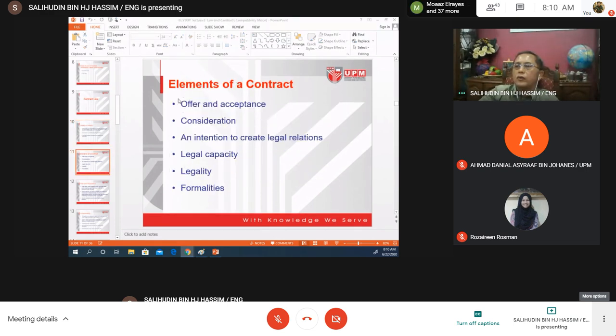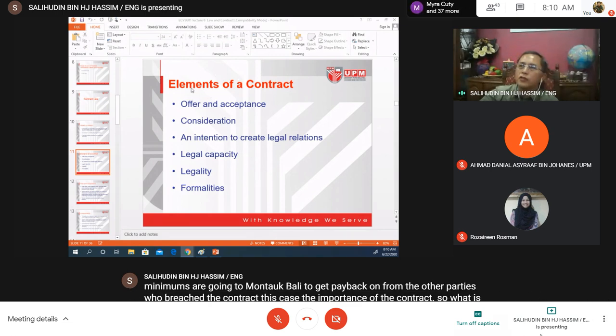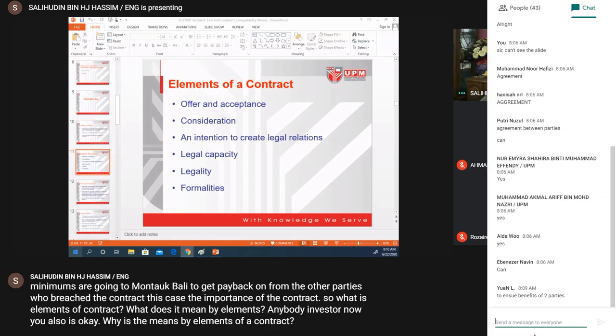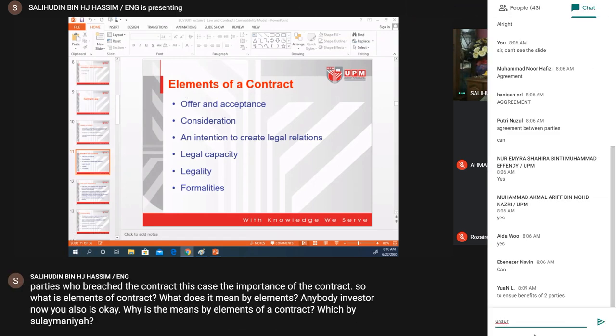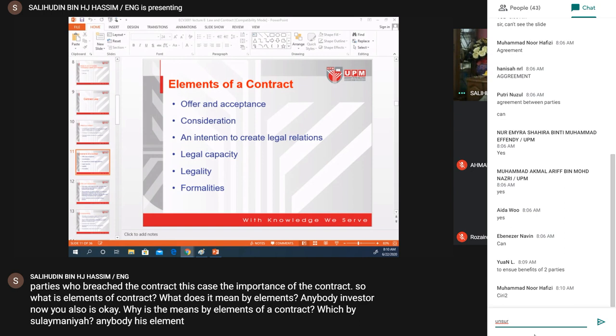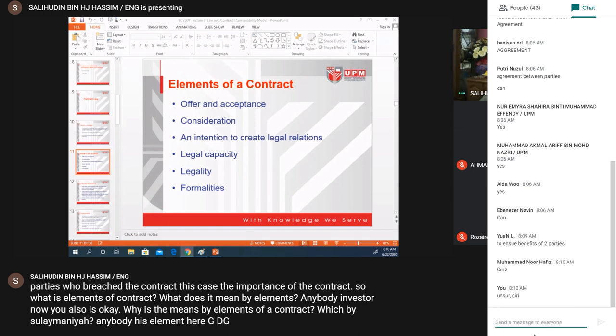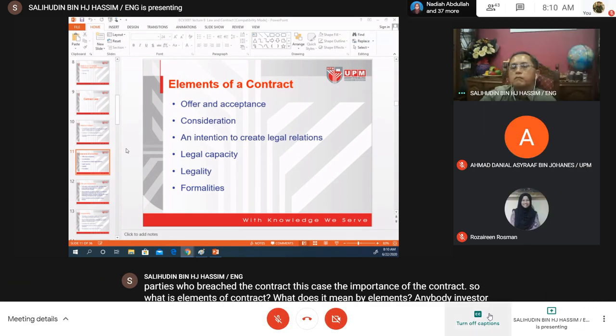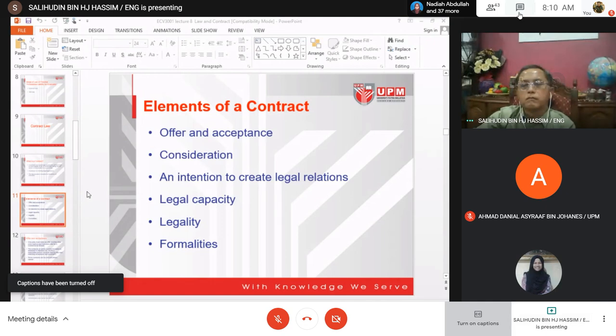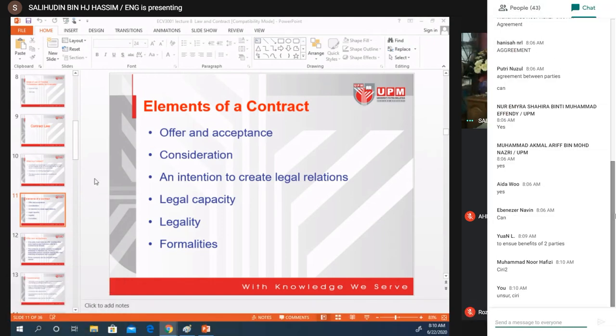So, what are the elements of a contract? What does it mean by elements? Anybody? In Bahasa Melayu also is okay. What is meant by elements of a contract? What is element here? Ciri-ciri. What else? Unsur what?